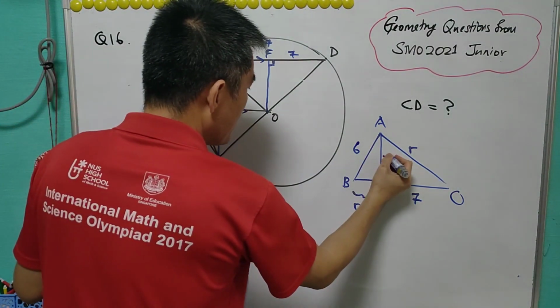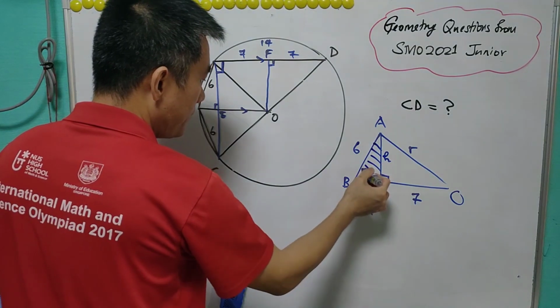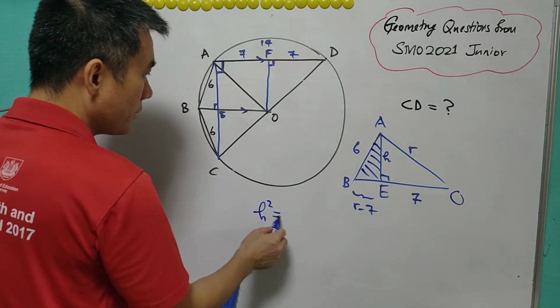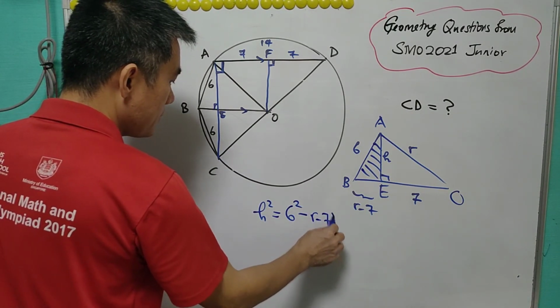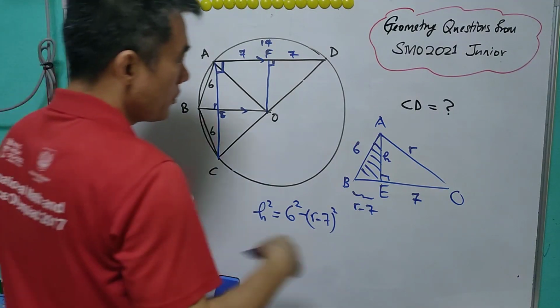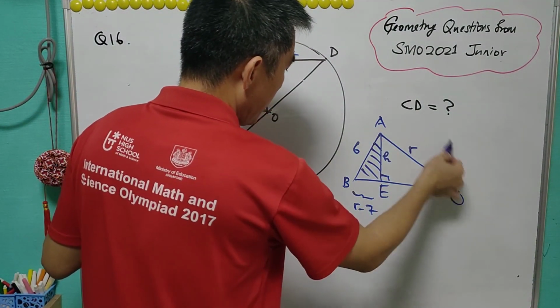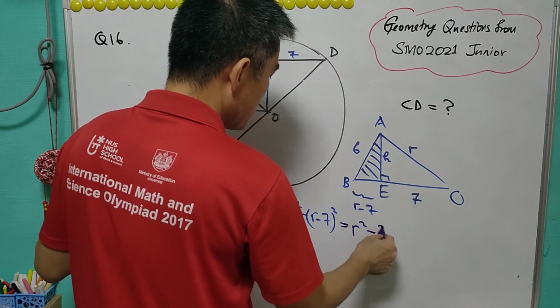Now I will call AH as H. So when we look at the triangle ABE and using Pythagoras theorem, we know that H squared will equal to 6 squared minus (r minus 7) squared. And now we are using the Pythagoras theorem again on the right angle triangle AOE. H squared will equal to r squared minus 7 squared.